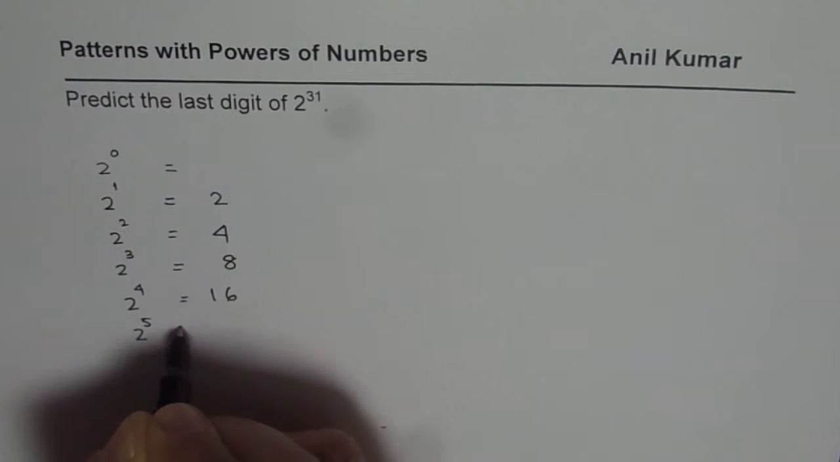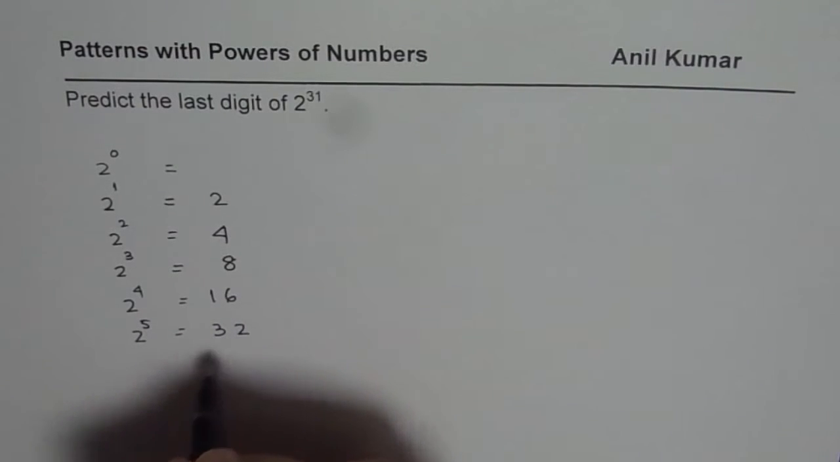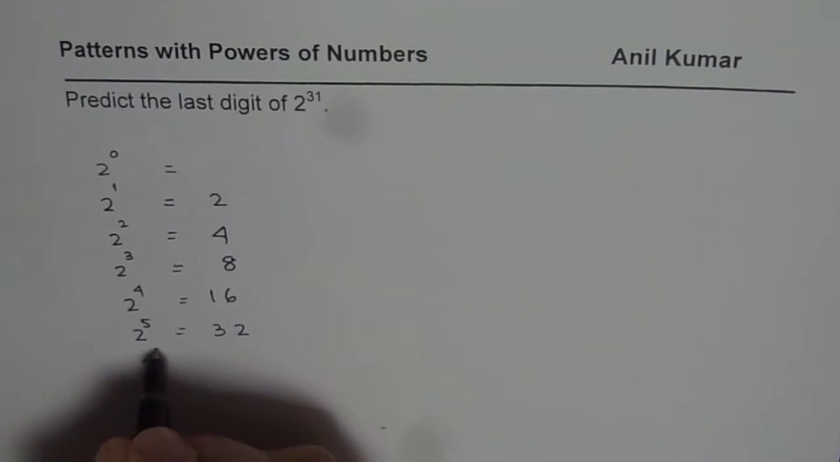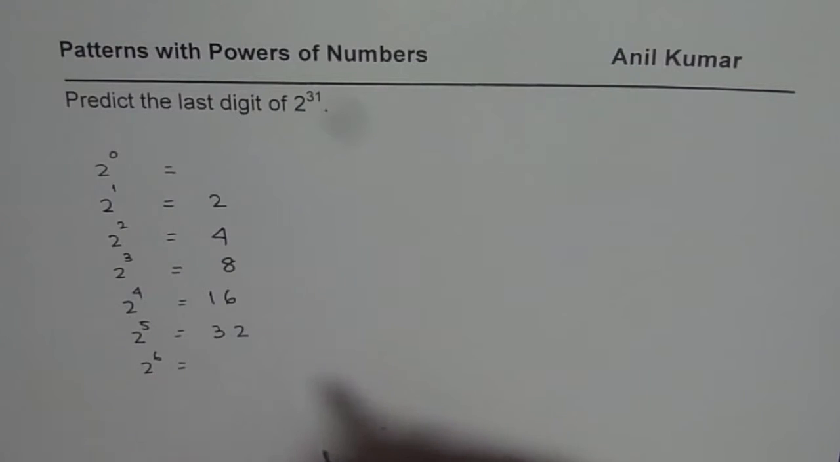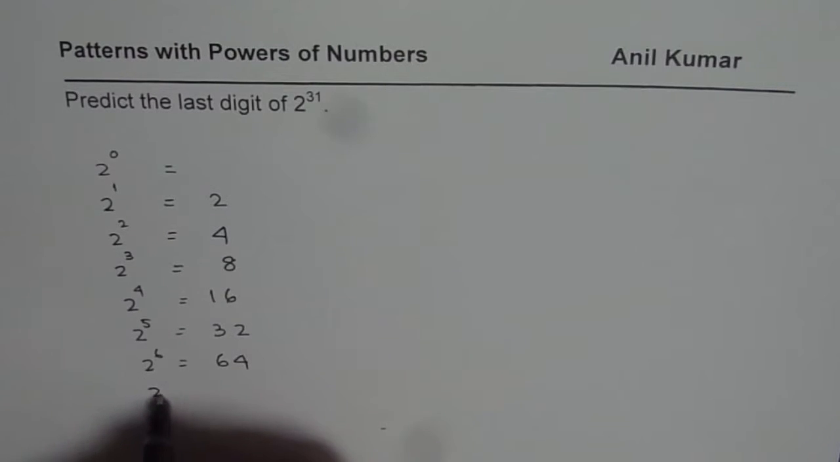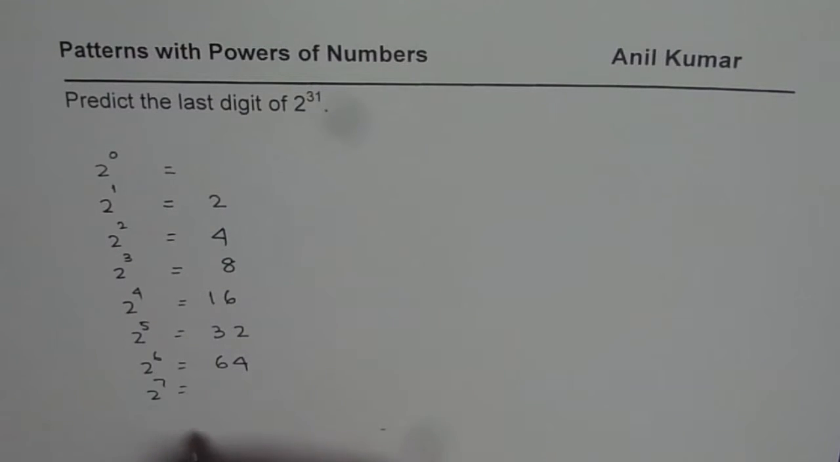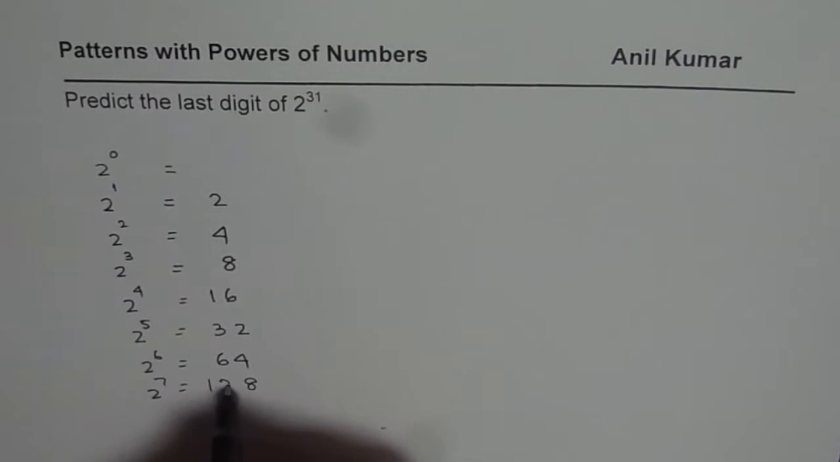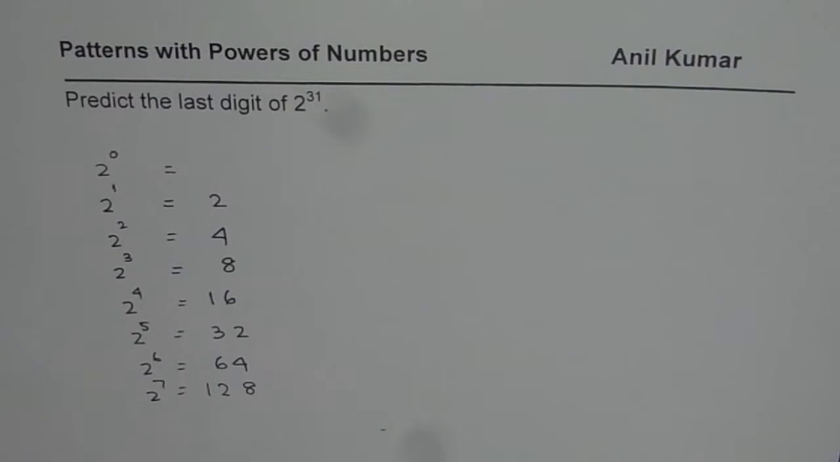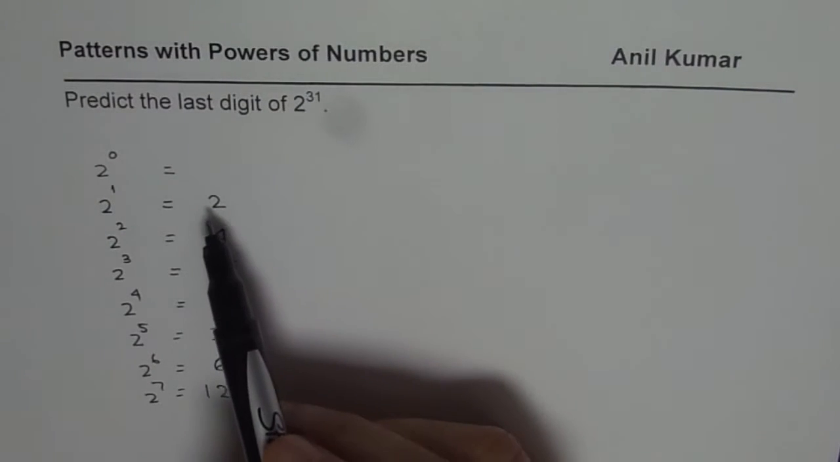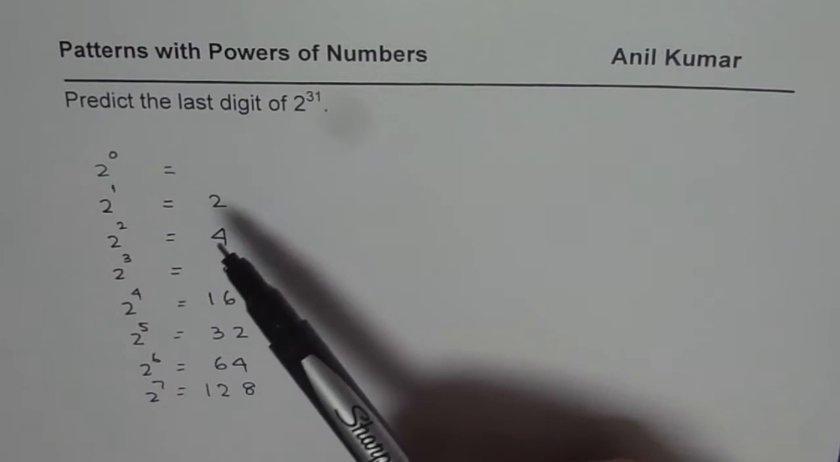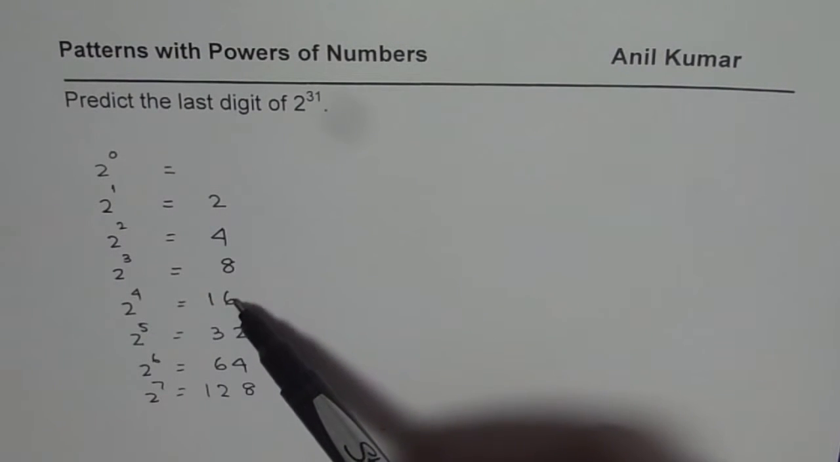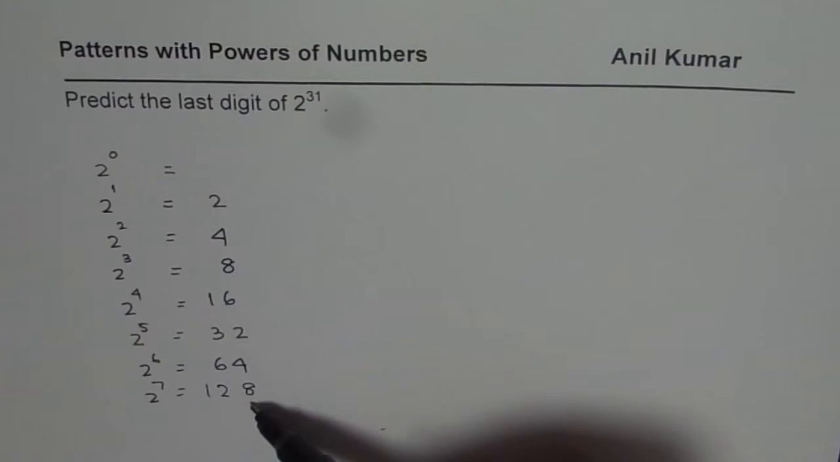2 to the power of 5 is double of 16, that is 32. And then we have 2 to the power of 6, which is double of 32, so we can say 64. And we can have 2 to the power of 7, which is double of 64, so we get 128. So what do we observe here? What we see here is that the powers of 2 actually repeat. So we get 2, 4, 8, 6, and then 2, 4, 8, and we know twice 8 is 16, so we'll get 6 at the end.